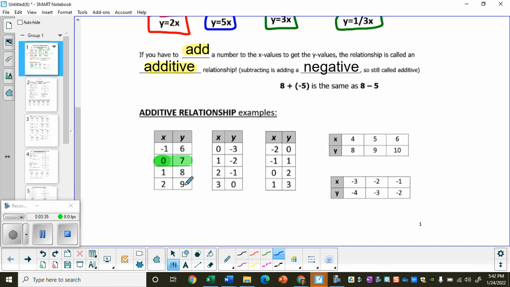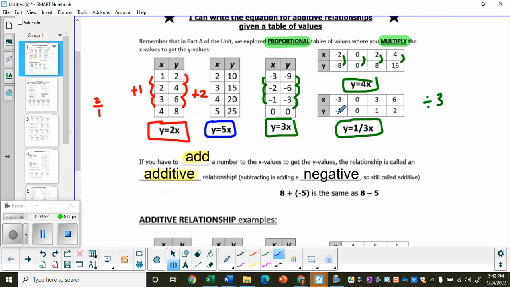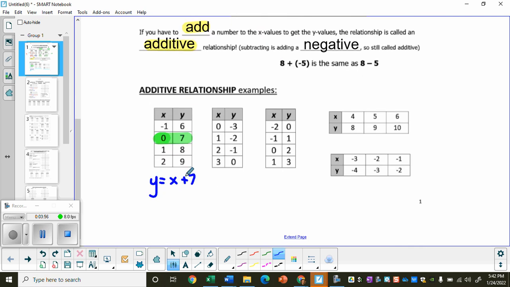And it does. 2 plus 7 is 9. 1 plus 7 is 8. And then -1 plus 7 is 6. So we're adding 7, and the equation for this one is going to be x plus 7. Notice in the previous part of the unit, we had a coefficient showing multiplication, and now we have a constant over here showing the addition.